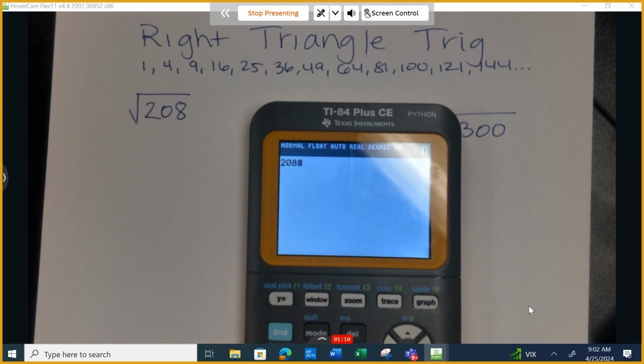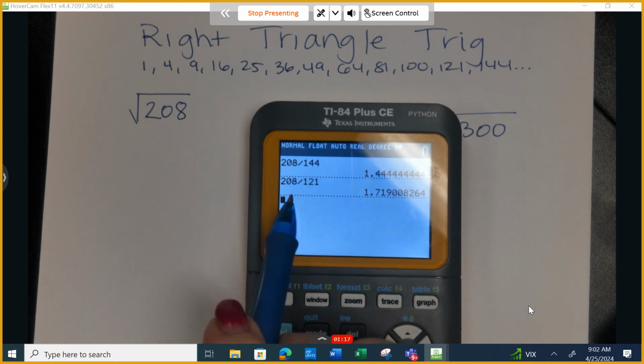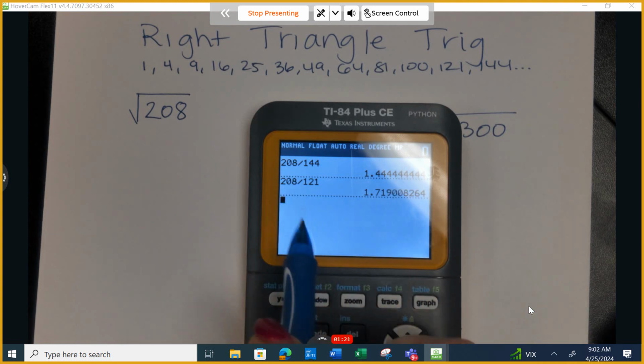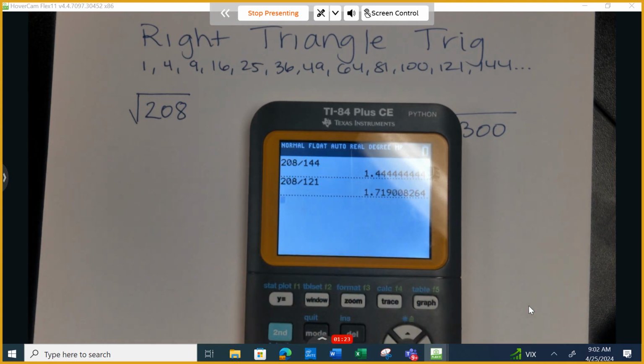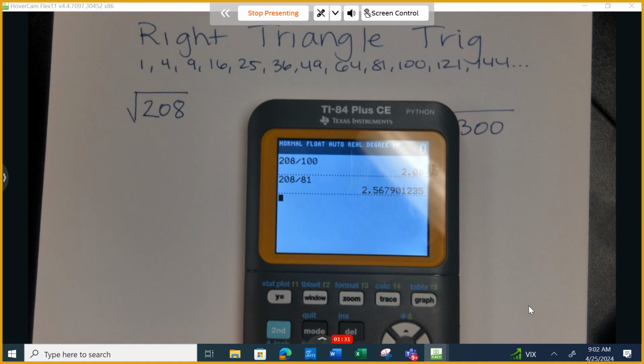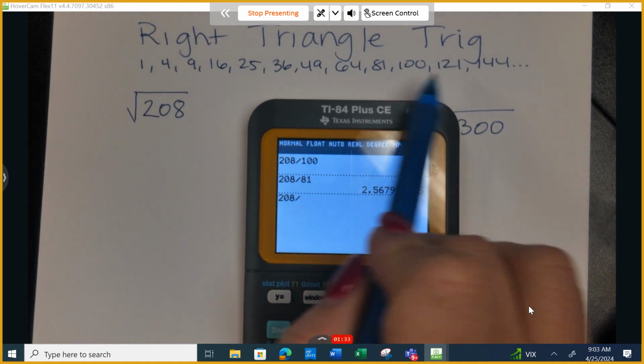I'm going to start with 208, and I'm going to divide it by each of these perfect squares. So I'm going to just keep winding down here. I know that I found a selected one when the answer I receive after dividing by a perfect square is a nice, pretty whole number. So I have 208 divided by 100, nope. 208 divided by 81, that's not working. And you can see I'm just working my way down.